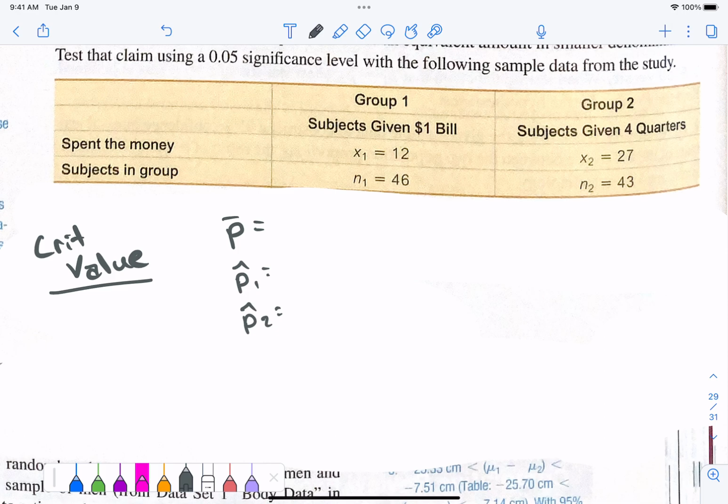We're going to say group 1 refers to your P1 and group 2 refers to your P2. Group 1 is P1, group 2 is P2. Yep. Okay, how do I get this to a decimal?